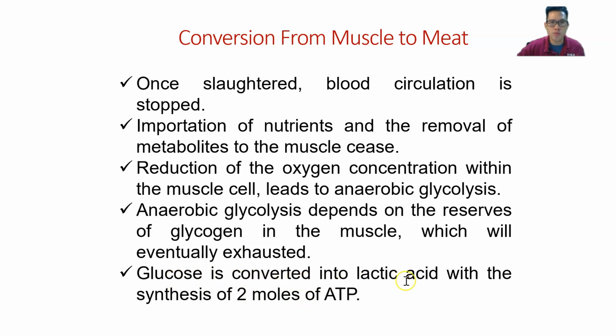The glucose is converted into lactic acid with the synthesis of 2 moles of ATP. You can see there's a very big difference here. When the animal is still alive, a total of 38 ATP is produced per glucose, whereas in anaerobic glycolysis, every glucose molecule can only convert to 2 moles of ATP. This shows that the energy available for muscle contractions, and also to control the calcium pump, is very limited.